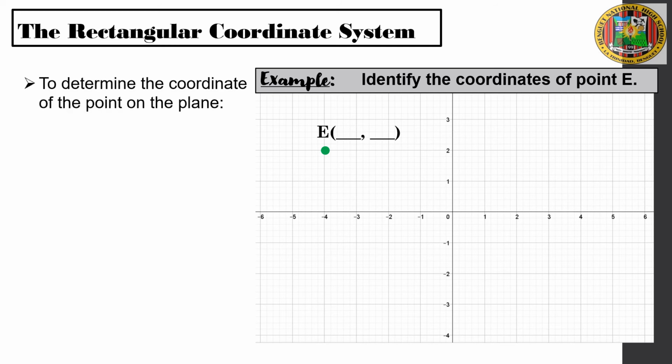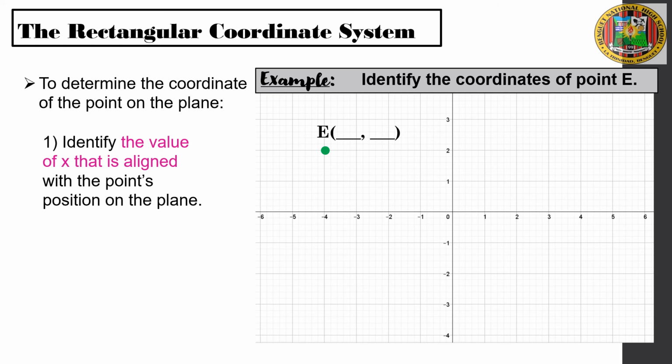To identify the abscissa, we check the x-axis to see the number that the point is aligned to. Here, we see that the point is aligned with -4 on the x-axis. That means the abscissa is -4.